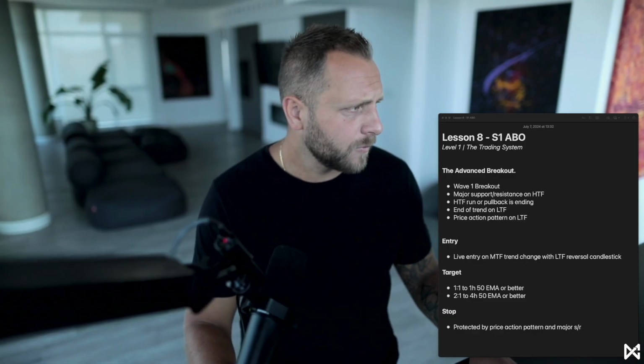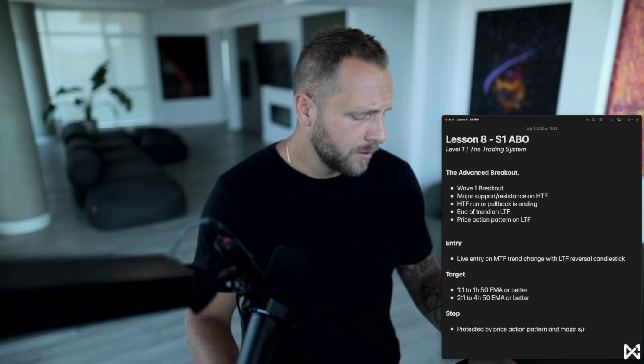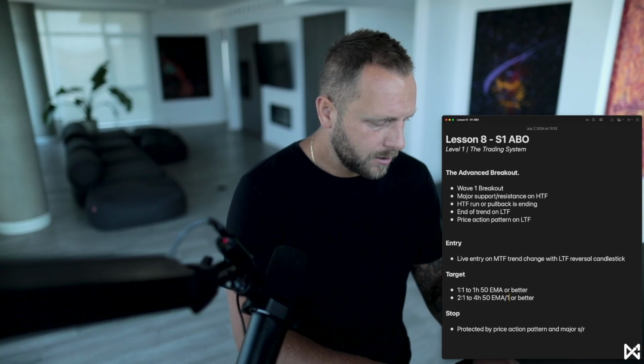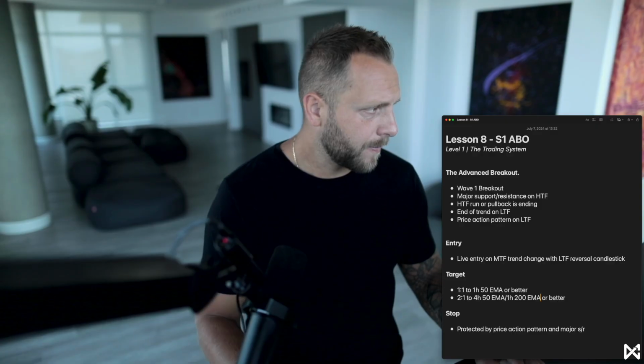Target needs to be 1-to-1 to the 1 hour 50 EMA or better, right? So slightly below. And 2-to-1 to the 4 hour 50 EMA or the 1 hour 200, which is roughly the same level, right? Or better. Which I guess we can put the 1 hour 200 EMA in there as well. So yeah, that's where our 2-to-1 target needs to be.